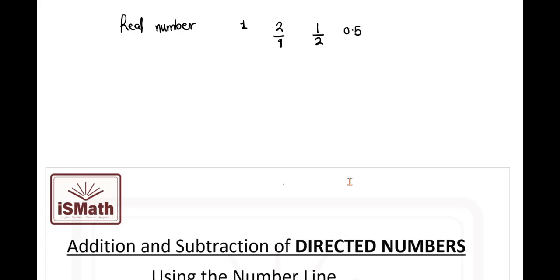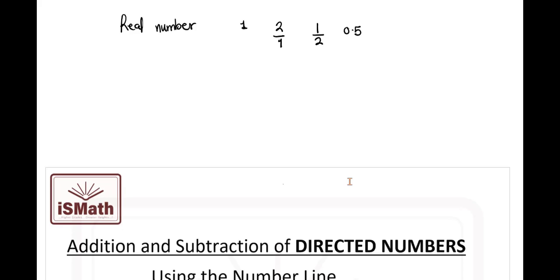0.5 is also another fraction because, even though it's written as a decimal, it could be written as a fraction. So these numbers you're seeing are actually rational numbers, and because they're rational numbers, they are real numbers. Then irrational numbers are numbers that cannot be expressed as fractions.